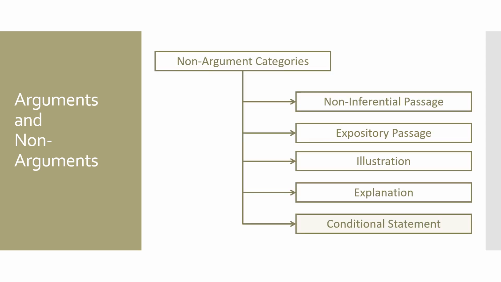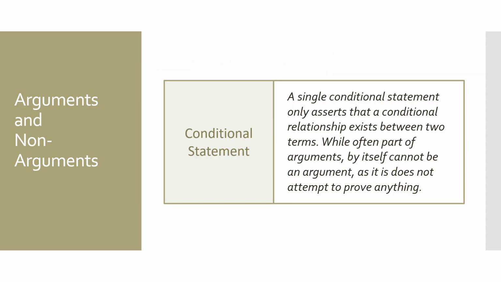So let's turn to the last of our non-argumentative categories. This is what we call a conditional statement. So a single conditional statement by itself only asserts that a conditional relationship exists between two different terms. While these can often be parts of arguments, and in particular, a good many of the deductive arguments that we'll be looking at in this class, by itself, a conditional statement cannot be an argument because it doesn't attempt to prove anything at all. So what exactly is a conditional statement?